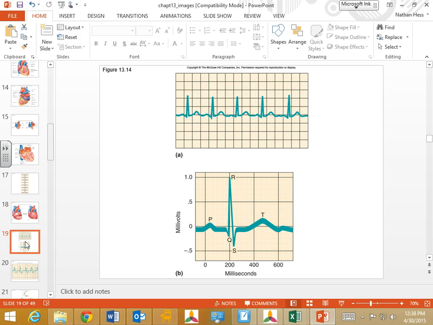There are three different waves. This is not something you have to know for your test, but I think it's good information for you to be comfortable with. The P wave, the QRS complex, and the T wave. This is looking at the electrical signals in the heart itself. You use electrodes on the skin in various places, and you can pick up this electricity coming from the heart.